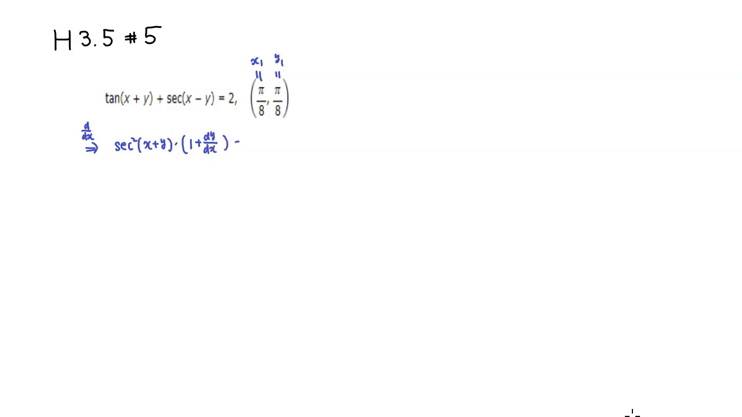And then the derivative of secant is secant tangent. So you have secant of x minus y, times tangent of x minus y. But you have to multiply by the derivative of the inside. So the derivative of x is 1, and the derivative of negative y is negative dy over dx. And that is equal to, the derivative of 2 is 0.